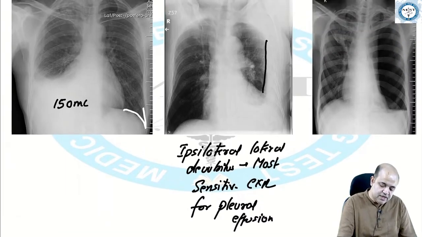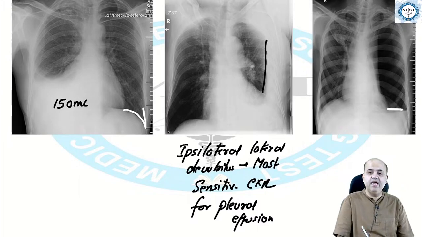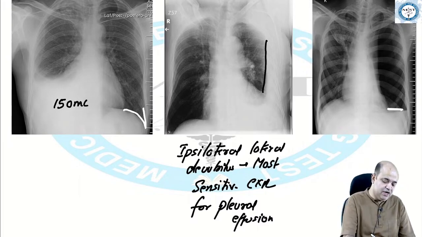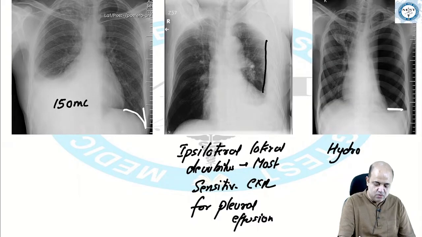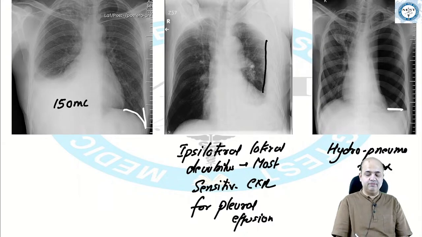And what do we see here? We see there is an air fluid level. This is hydropneumothorax.